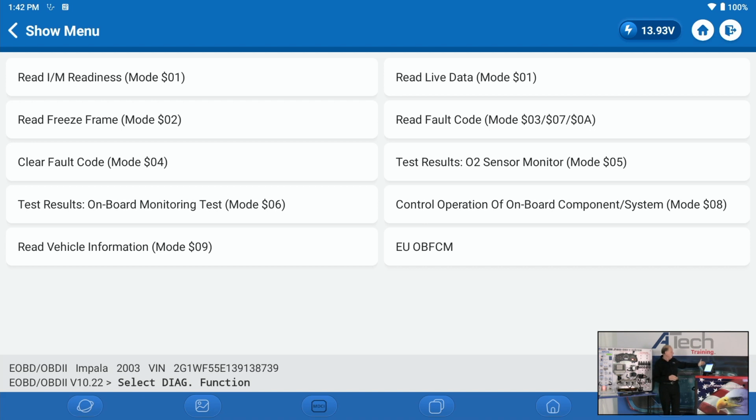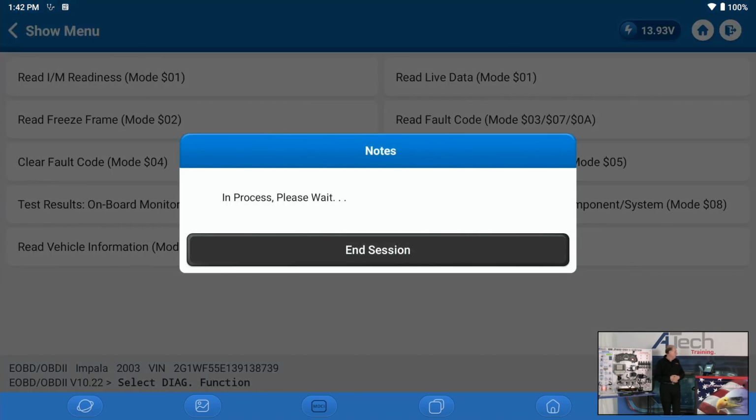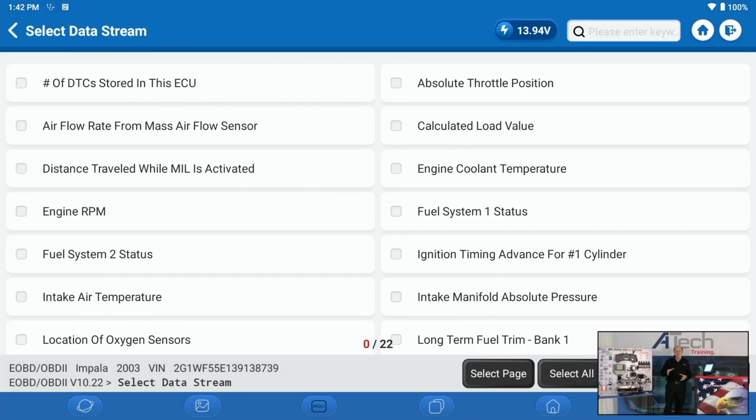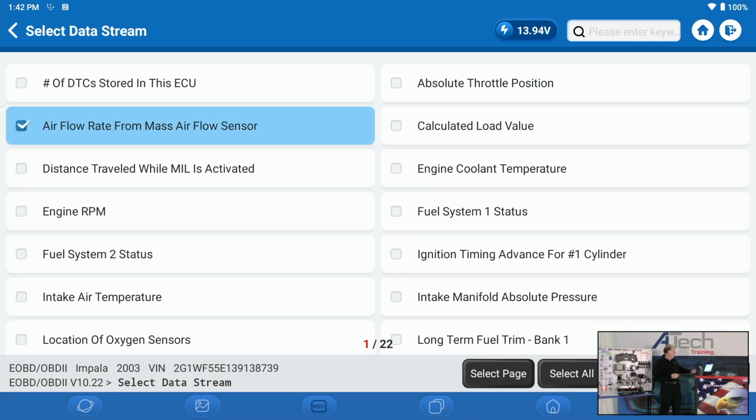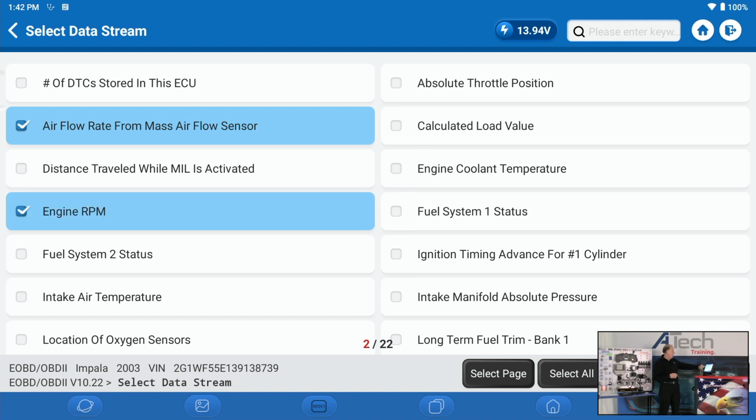So I have my readiness monitors up here on the left-hand side at the top. I have read data. If I hit read data up here. Now, what a lot of the modern day scan tools are, they're going to give you all the data for you to pick. And it's a good idea if you're picking data, you only pick the data that you really need, or you pick the minimum PIDs that you need in a vehicle. So if I'm looking at this system, I want to look at the mass airflow sensor. I'm going to look at engine RPM. I'm going to look at engine coolant.